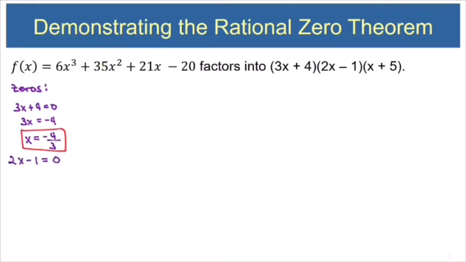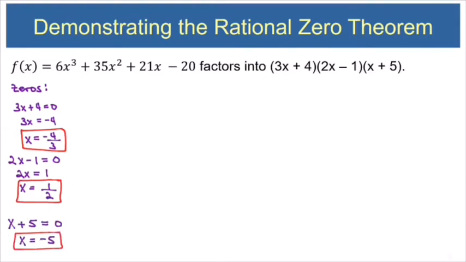And we can do the same thing with the second factor. If 2x minus 1 equals 0, that means that x equals 1/2. So 1/2 is a 0. And then if x plus 5 equals 0, then x equals negative 5. So that's also a 0. So now here are our three zeros for this polynomial.